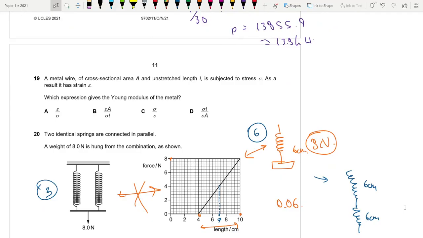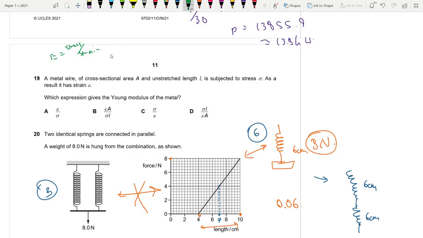of cross-section area A and unstretched length L is subjected to stress sigma. As a result, it has strain epsilon. Which expression gives the Young modulus of the metal? So, hear me out. Young modulus is equal to stress by strain. You guys know that.